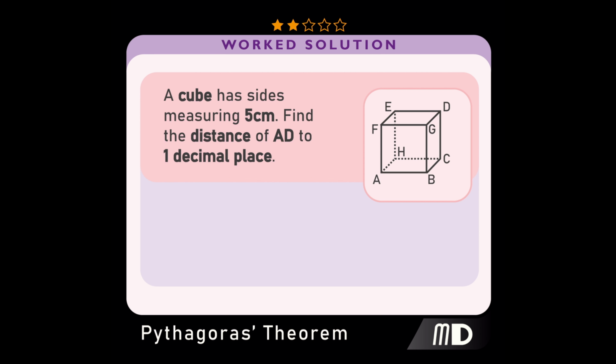We've been asked to find the length marked AD. Answering this question is a 2-step process. First, we need to find the length AC using the right-angled triangle ABC, where the lengths of AB and BC are given to us. Then we can find AD using the right-angled triangle ACD.